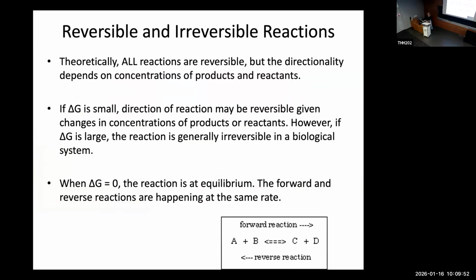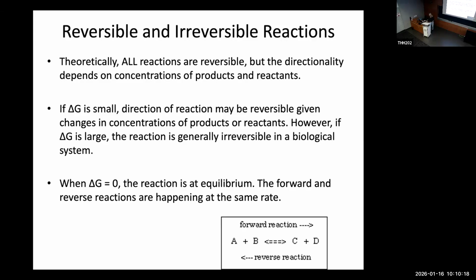Okay, so theoretically, all reactions could go forward or in reverse. All right, they are theoretically reversible. So you will see they're written like this: a forward or reverse rate. But whether or not we actually see this happening, especially in a cell, is going to depend essentially on how great a delta G value is.